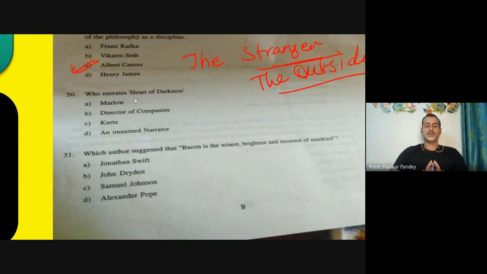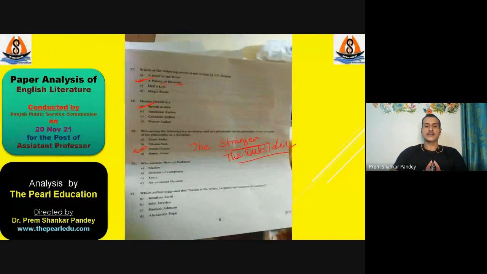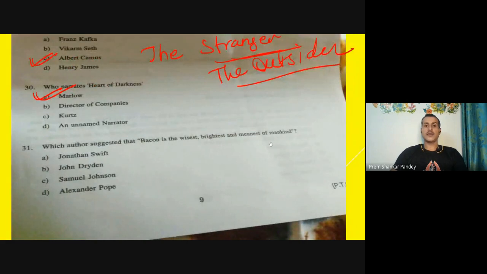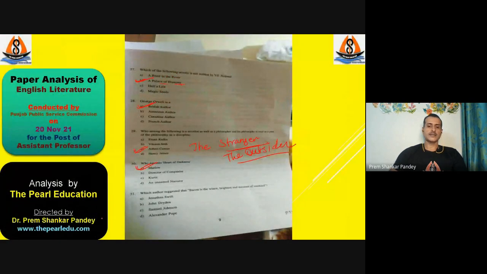Okay, so who is the narrator of Heart of Darkness on the deck of the Nellie? The right answer is Charles Marlow. Charles Marlow is narrating the story of Heart of Darkness. That is absolutely right. Which author suggested that Bacon is wisest, brightest, and meanest of mankind? The options are Jonathan Swift, Dryden, Johnson, and Pope. This quotation appears in Alexander Pope's 1711 Essay on Criticism. So Alexander Pope is the right answer. All of you have got the right answer.